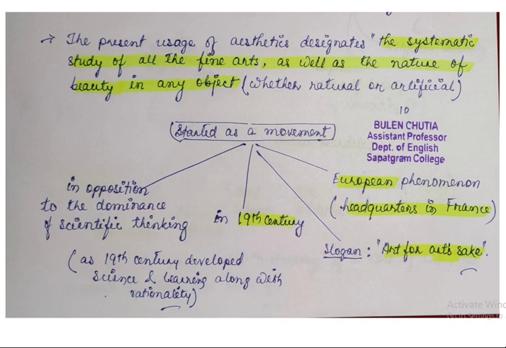All of you know that the 19th century was an age of development of science and technology, an age of enlightenment, an age of rationality. So there was no time for beauty at all. This is why some of the writers and artists came up with the idea that beauty is important. This is why such an aesthetic movement came into existence.